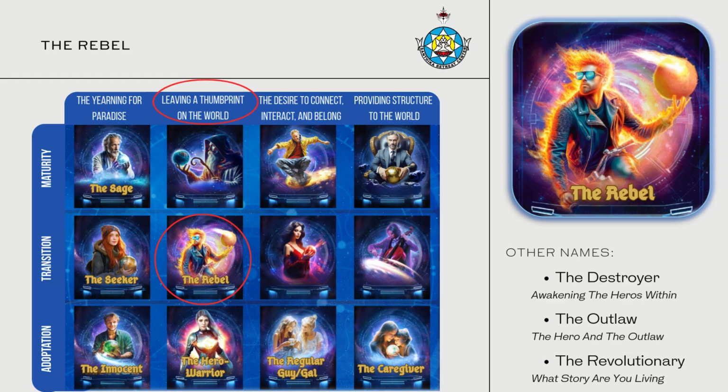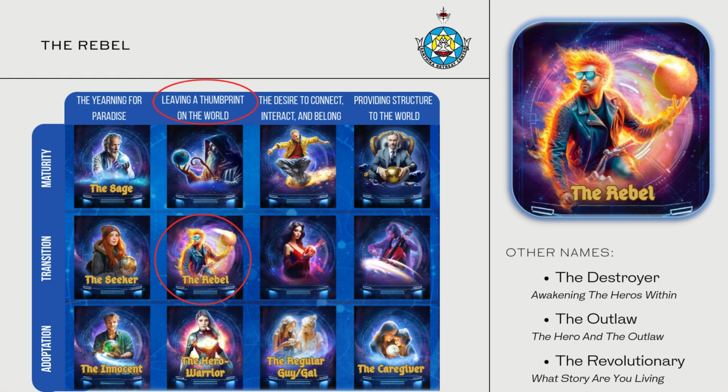Each of these captures a facet of the same energy. The destroyer is breaking down what's outdated. The outlaw is defying imposed rules. The revolutionary is reshaping the collective. In the archetype matrix, we integrate all these meanings into the term the rebel.